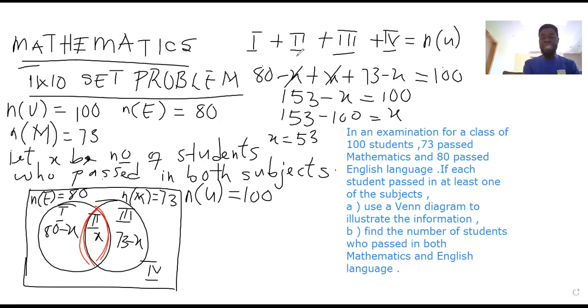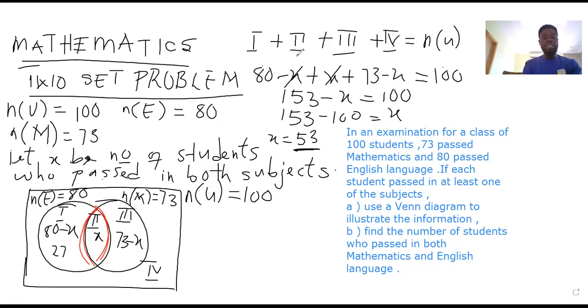Now, when we subtract the intersection from the number of students who pass in English, 80 students pass in English, and the number of students who pass in both subjects is 53. So when we subtract 53 from 80, that will give us the number of students who pass in English only. That is 80 minus 53, and that will give us 27. So the number of students who pass in English only is 27.